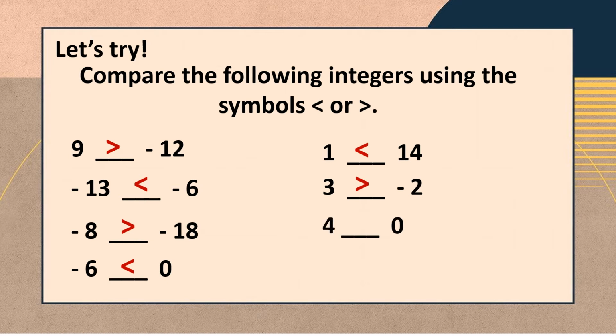Next is 4 and 0. The answer is greater than. 4 is greater than 0. And the last one is negative 9 and negative 12. The answer is greater than, so therefore negative 9 is greater than negative 12.